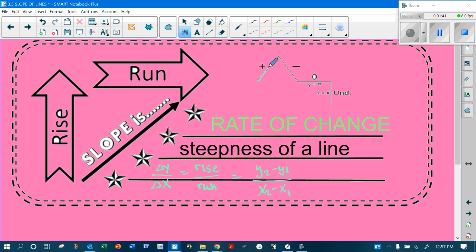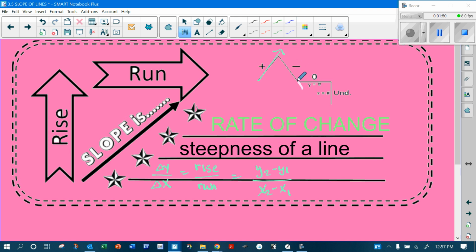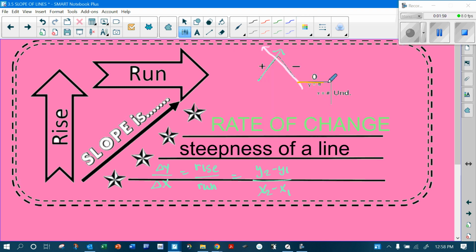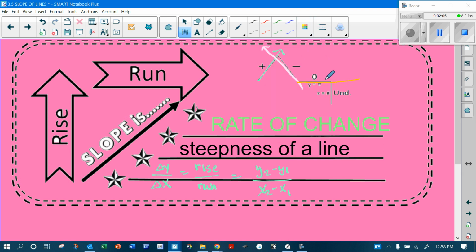So up here, this is a positive slope when it's pointing to the right. Then you've got your negative slope. This is a negative slope. If it's flat, flat ground has a slope of 0. And then I always think about skyscrapers. Skyscrapers are straight up and down. They have an undefined slope. So those are your main points, okay?